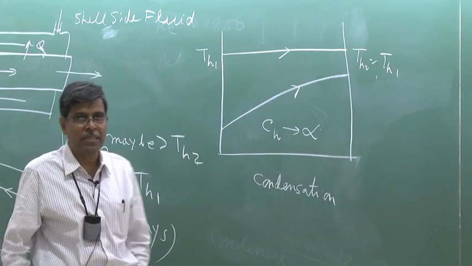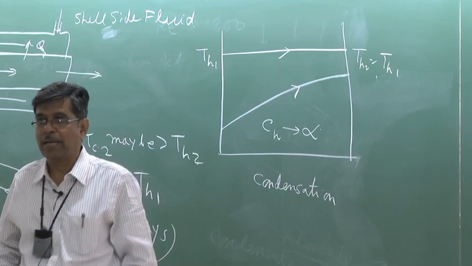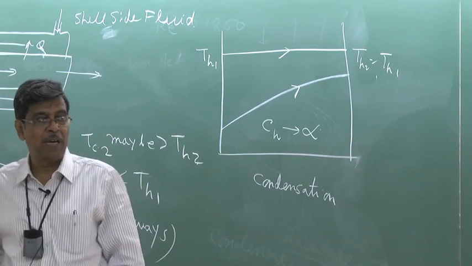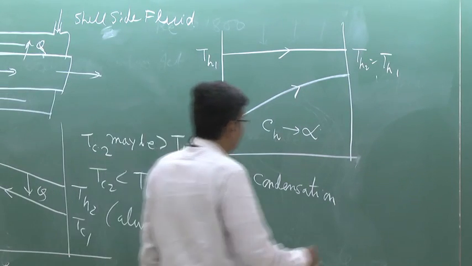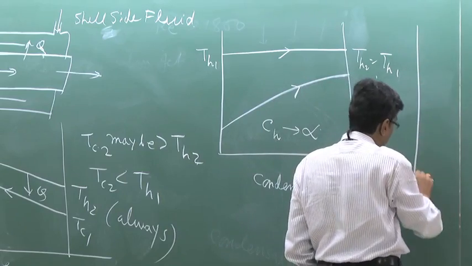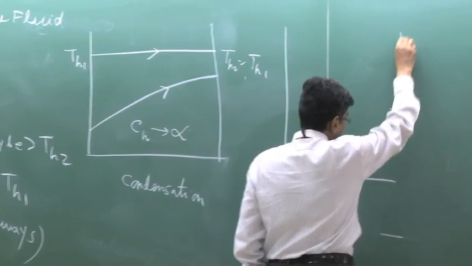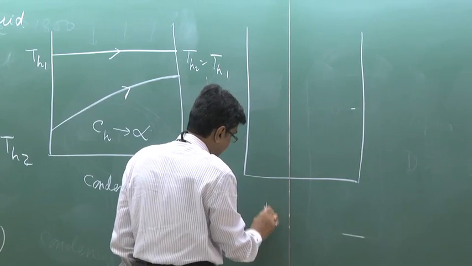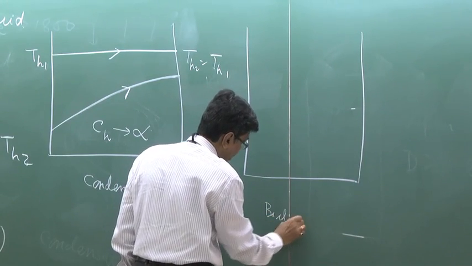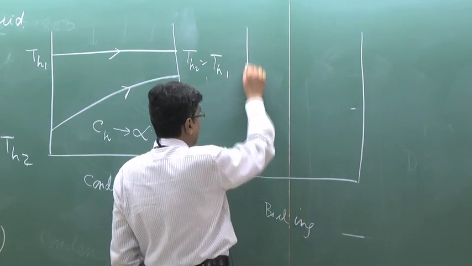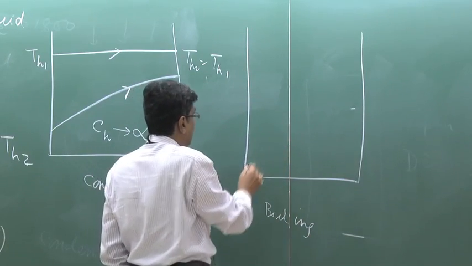Just like Prandtl number 0, Prandtl number infinity, molten metal, heavy oil, the thermal boundary layer, hydrodynamic boundary layer, like this. In case of boiling, if you are told to draw the figure in case of boiling, I am not drawing here that heat exchanger thing. We assume this is the inlet, this is the outlet plane.